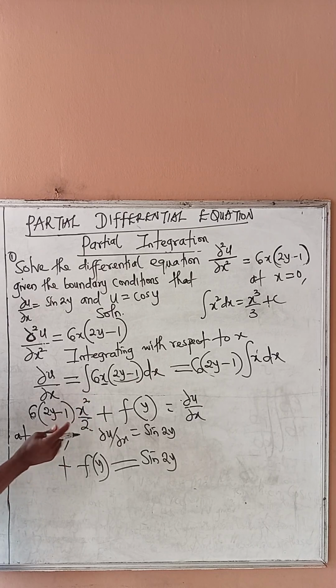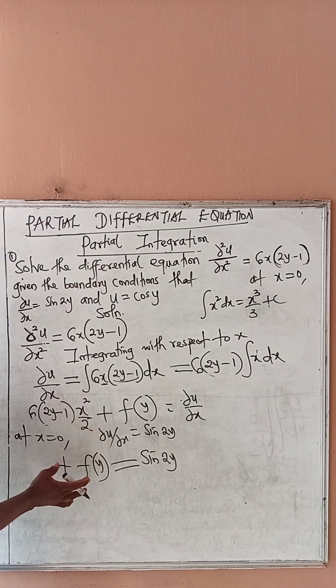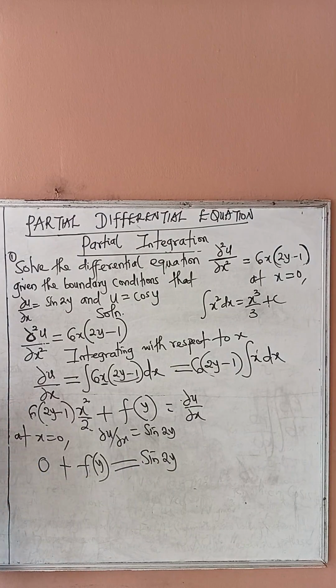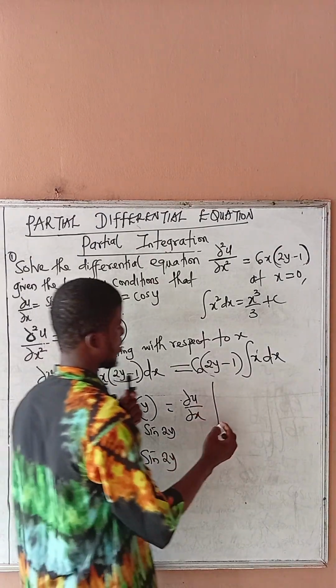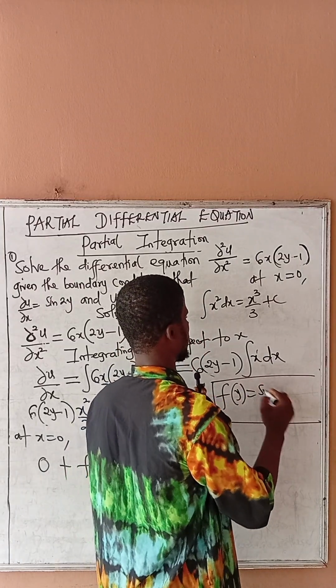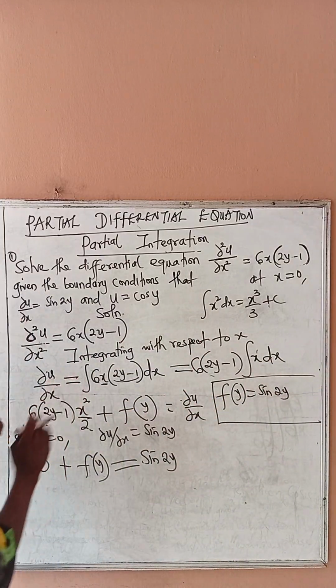And if you use 0 to multiply every other thing, everything turns 0. So as a matter of fact, 0 is left here. Okay, so what this means is that f of y equals sine 2y. Alright, so I want to write it here because of my space. F of y equals sine 2y. So this is the equation now.